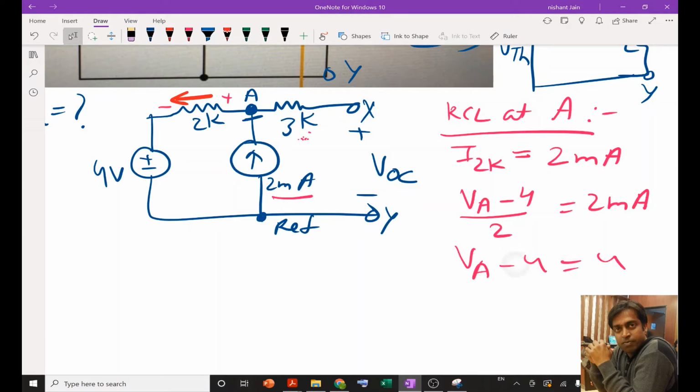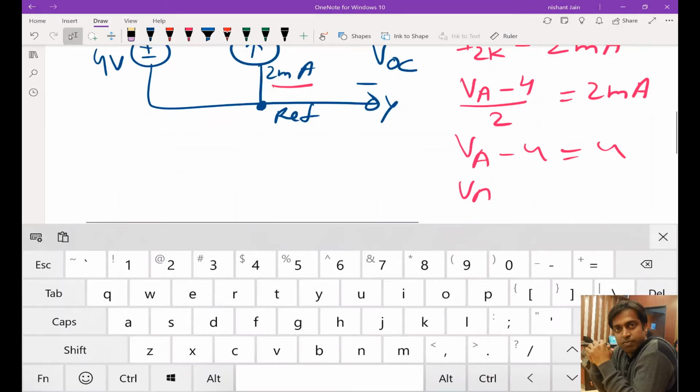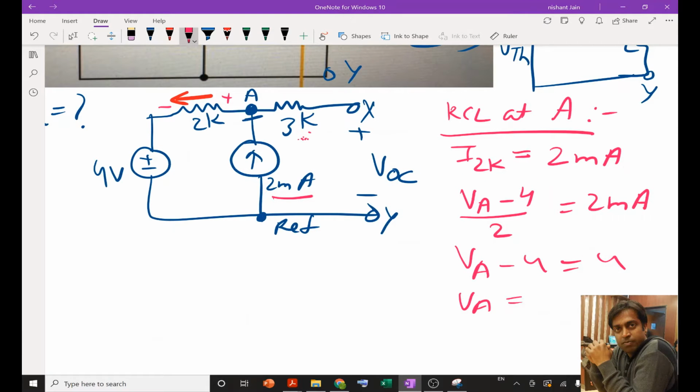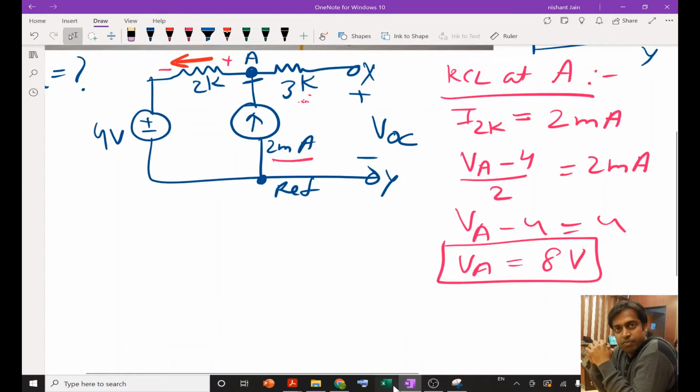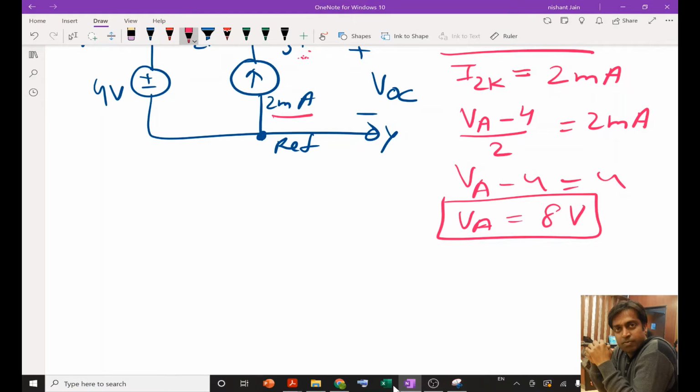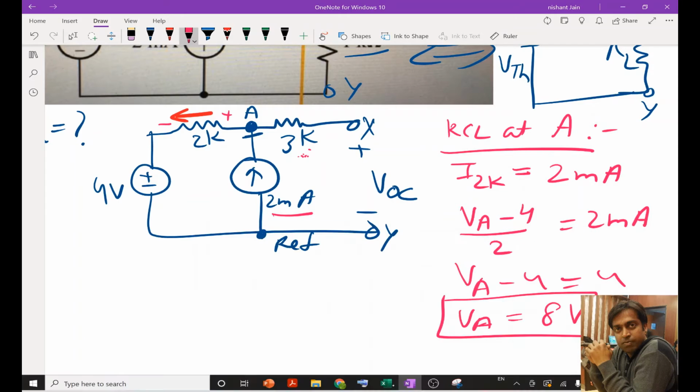VA minus 4 equals 4, so VA is equal to 8 volt. So the potential at VA is 8 volt.